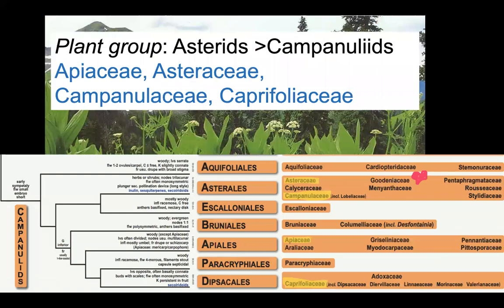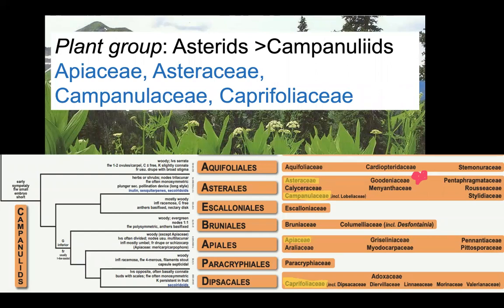So yes, we are focusing on the Campanuliids clade of the broader clade, the Asterids. And we are focusing on one gigantic family, the Asteraceae and the Asterales. And then a couple smaller families, though Apiaceae is pretty large as well in the Apiales. So Asteraceae and Campanuliids in the Asterales.